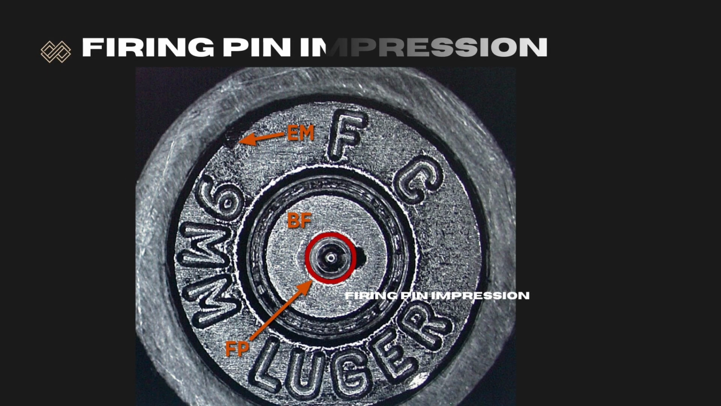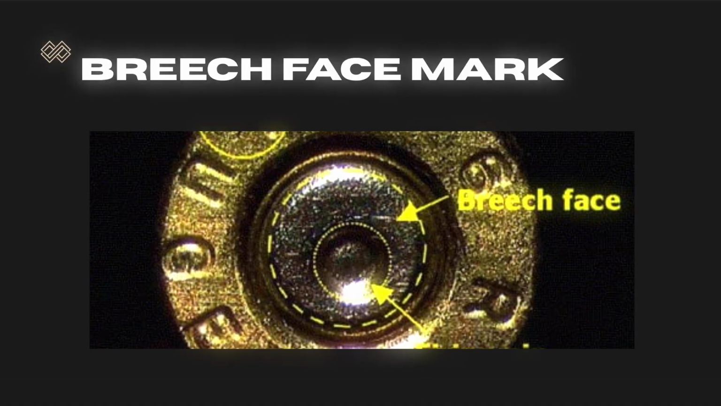The firing pin impression is the indentation left on the primer when the firing pin strikes it to ignite the gunpowder. Its shape depends on the firearm's design and can be round, oval, or rectangular.